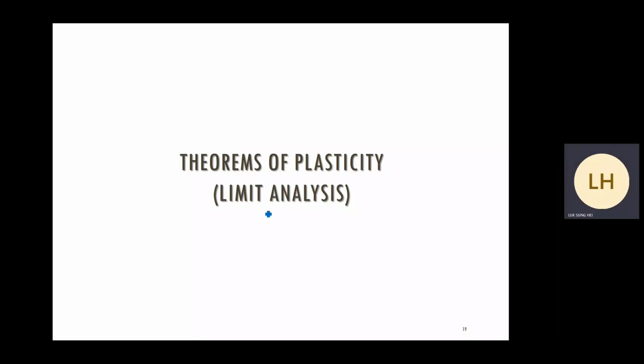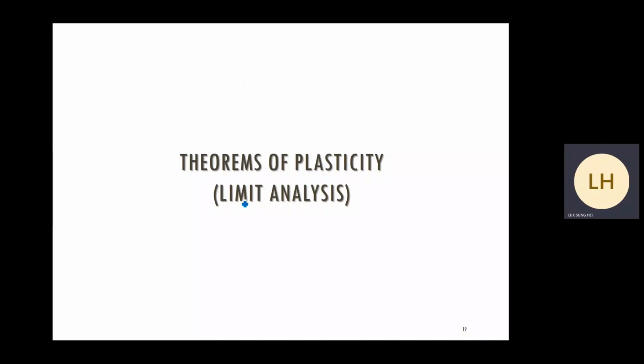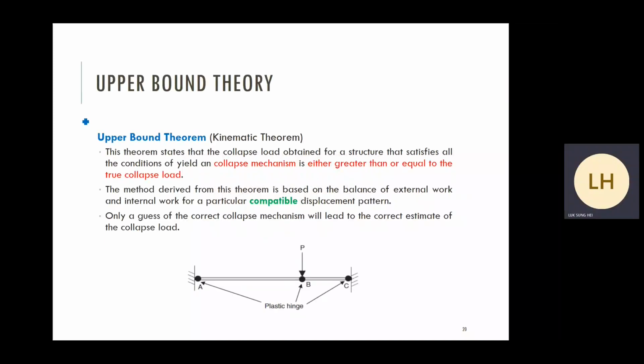Sometimes we call it limit analysis. There are totally 3 theories under this limit analysis. Theory 1, and also the most important one, upper bound theorem. Upper bound theorem only considers the collapse state of a member. As I mentioned before, you can directly assign plastic hinges at some critical positions.